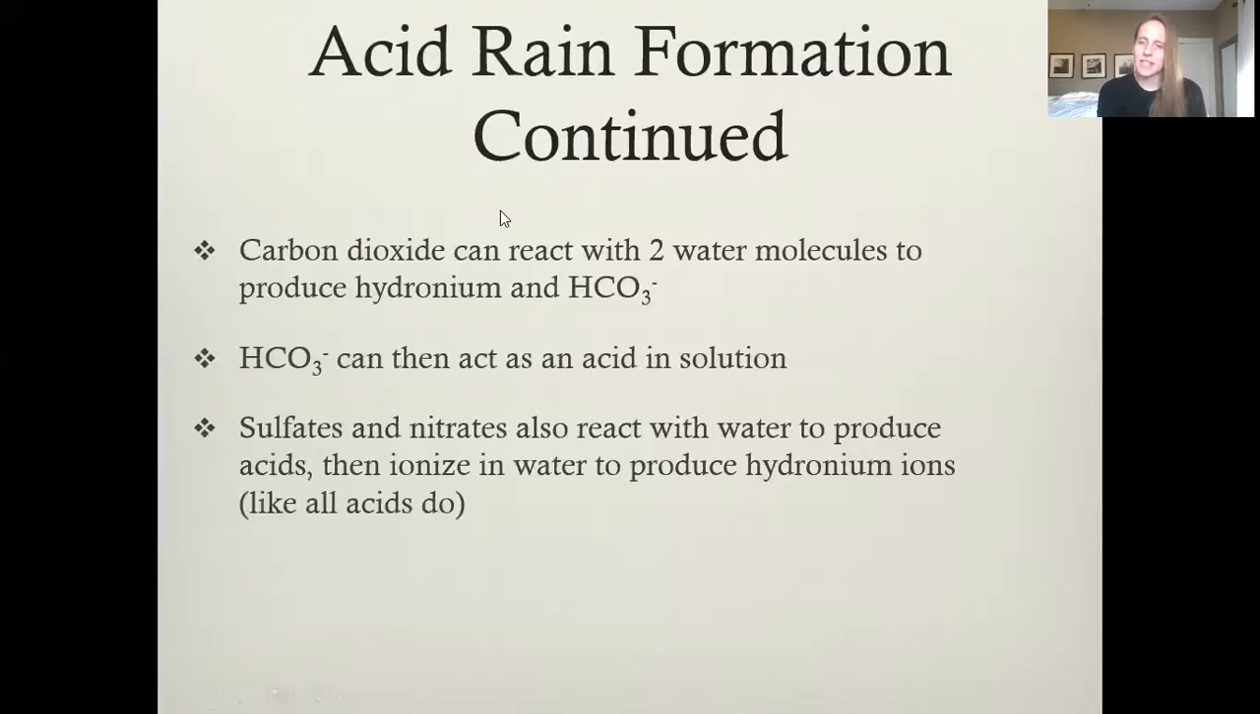So the way that acid rain is formed with just carbon dioxide is carbon dioxide will react with 2 water molecules to produce a hydronium ion and an HCO3 minus. And then that ion can also act as an acid in solution. So that's where our acid rain comes from. And then both sulfates and nitrates can also react with water to produce sulfuric acid and nitric acid.